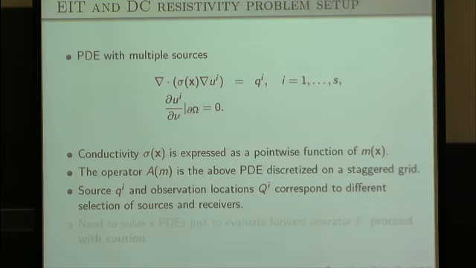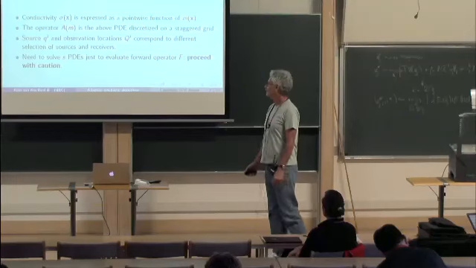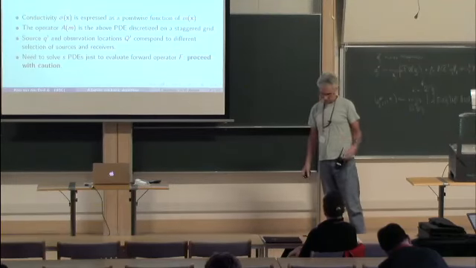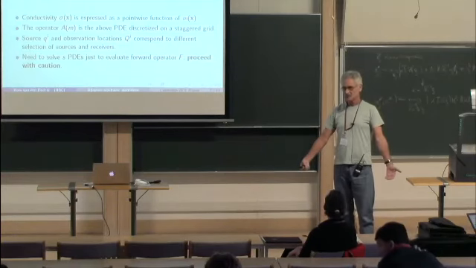The point is that if we have s experiments, just in order to evaluate the forward operator we need to solve s PDEs. So suppose we have 1,000 experiments: we have to solve 1,000 PDEs just to see what the result is for a particular m. And for anything else, there are going to be many more thousands of this sort.